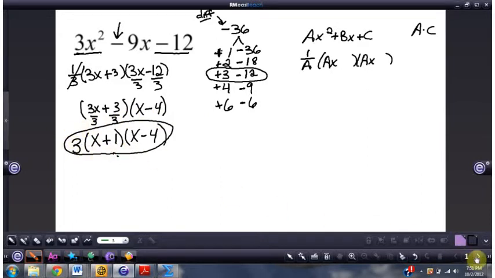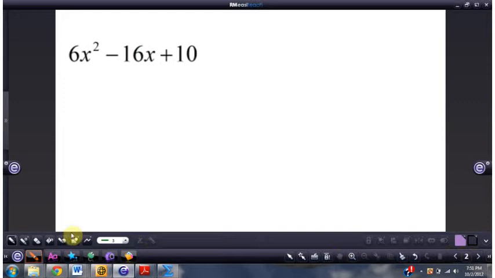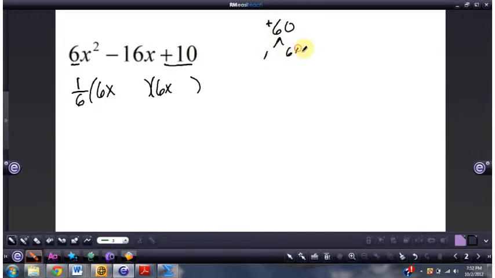All right, our next question, same deal. You might notice there's a GCF here. If you don't, we're going to use our formula. 1 over a, ax. And again, AC, 60. It's positive 60. 1, 60. 2, 30. 3, 20. 4, 15. 5, 12, 6, and 10.